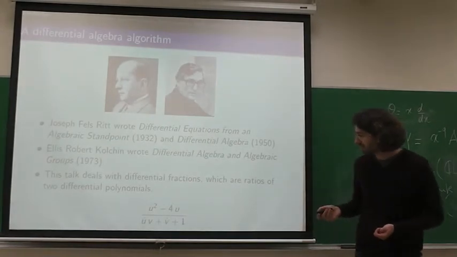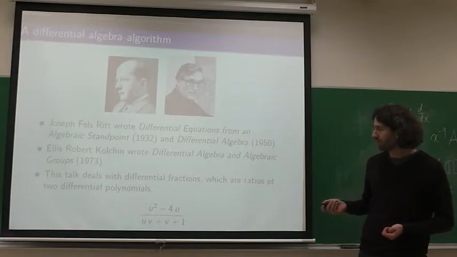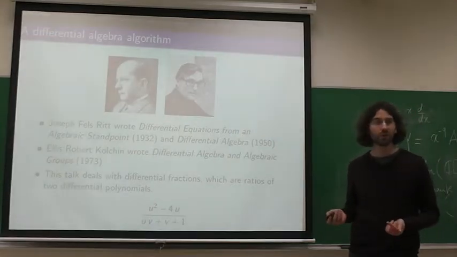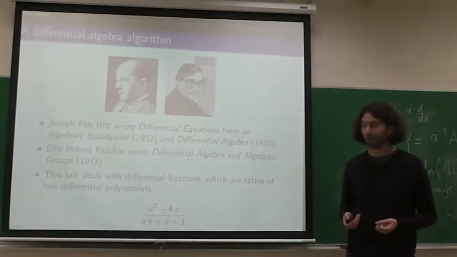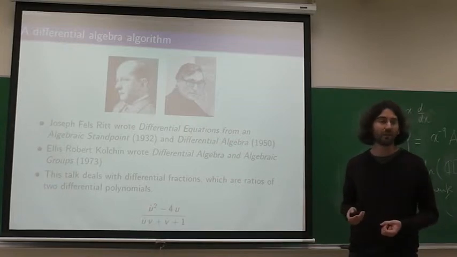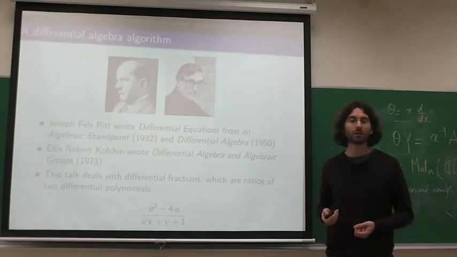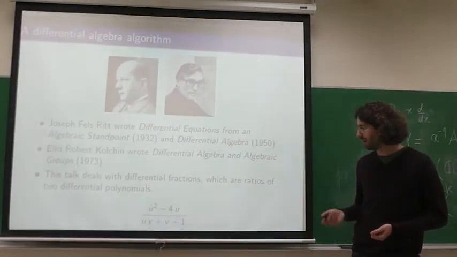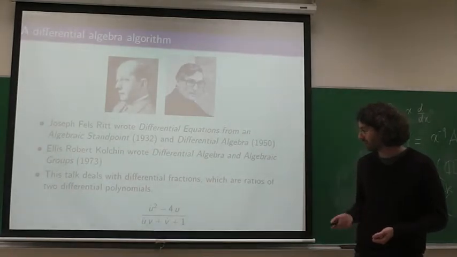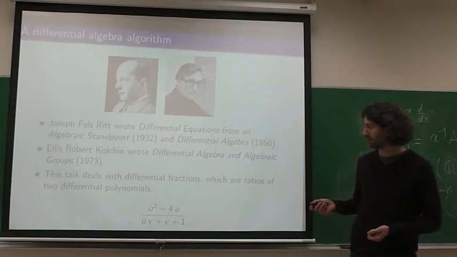And let me show you the notations that will be used. In the talk, you will see u, v, those are functions of t, like the time. And the dot means the derivative. This notation is used a lot in control theory. So the dot is the derivation, and u and v are functions. So this is a differential fraction in two variables, u and v.